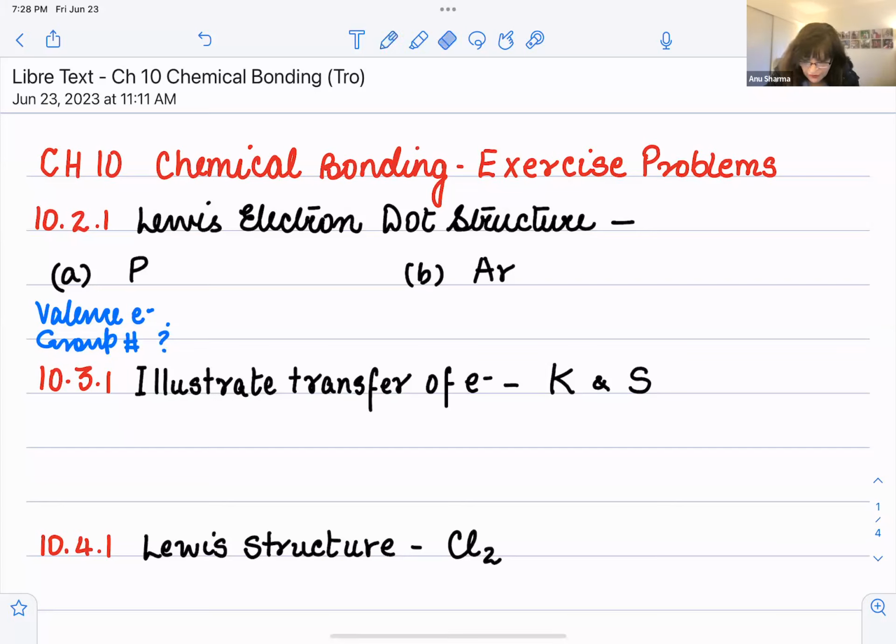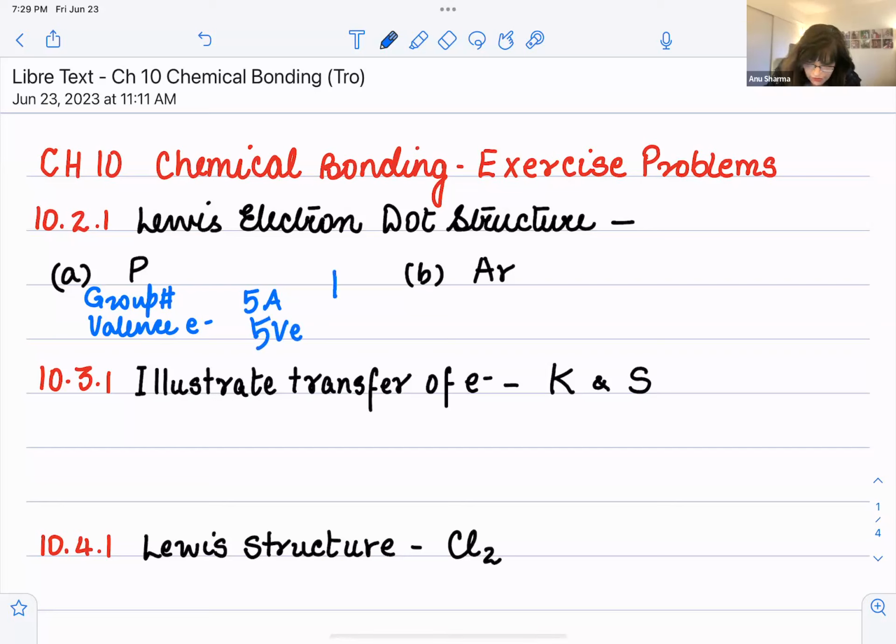So let me put it the other way around. Look at the group number first, where the element is placed, and then based on that, you're going to place the dots as the valence electrons. So phosphorus is in group 5A. How many valence electrons are there? 5 valence electrons. So how are we going to show it? Phosphorus like this. Ideally, you should pair them: 1, 2, 3, 4, and 5. The unpaired one goes on the top. Don't just randomly place them, because there's a concept of lone pairs.